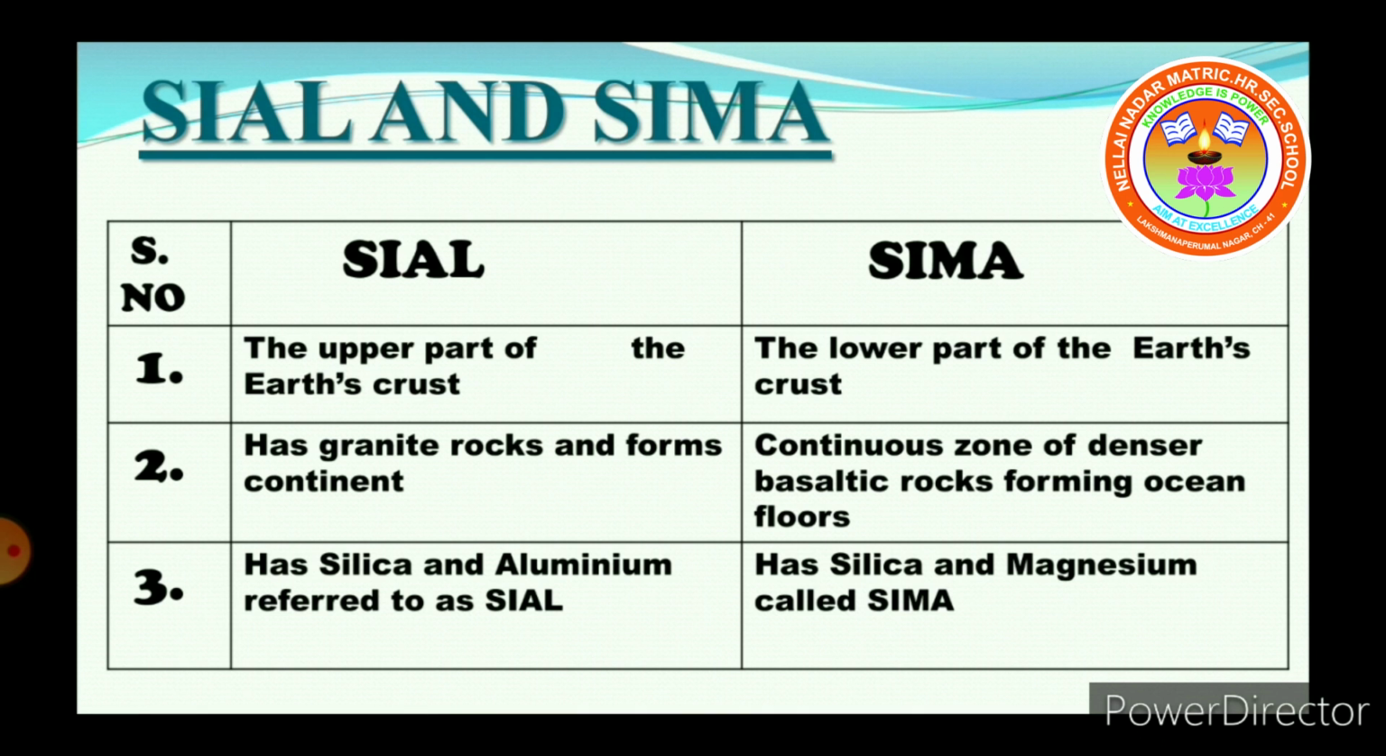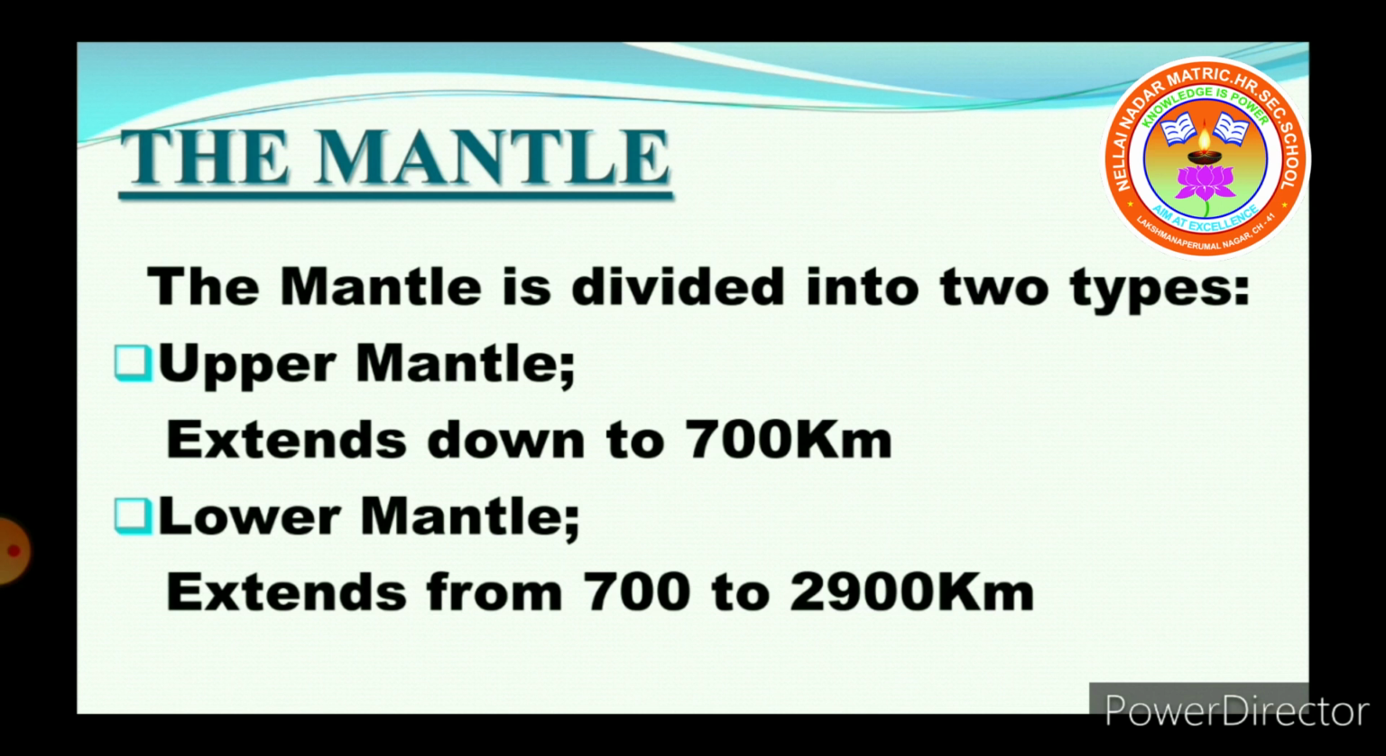Okay, let's see about the mantle. The next layer beneath the crust is called the mantle. The second layer is called the mantle. The part of the earth between the surface, that is the crust, and the center, in between, the mantle is formed.